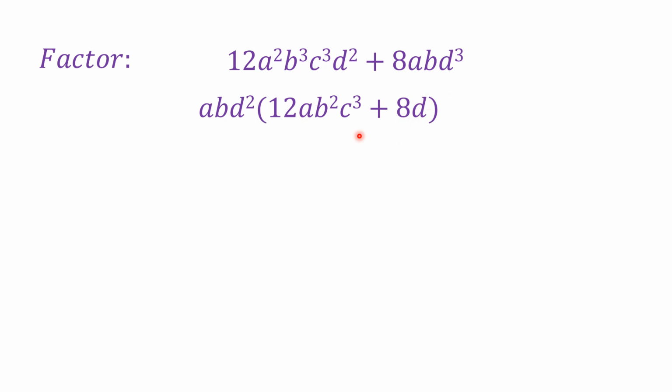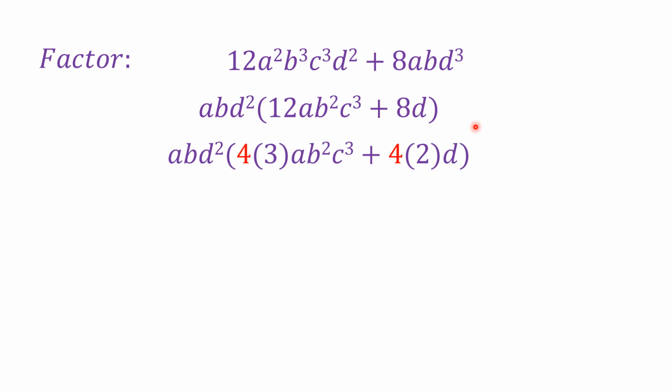Now, if you look at the numerical coefficients, we can factor them like 4 times 3 and 4 times 2. It's because 4 can be a common factor in both terms. So we can take it out, and it will be like this: 4ab d squared, and what's left will be 3 and 2. And this will be now the complete factored form of the given.